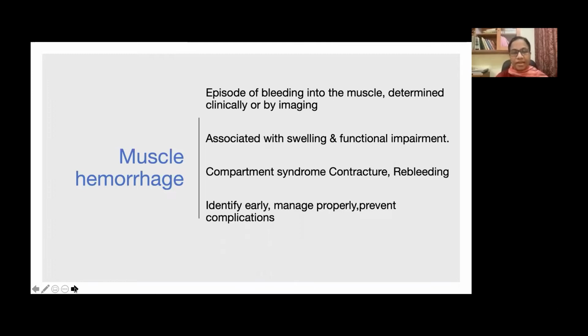Any muscle can get involved in hemophilia, that is, bleeding into any muscle can occur. Muscle hemorrhage is an episode of bleeding into the muscle diagnosed clinically or by imaging. It is usually associated with swelling and functional impairment. Complications like compartment syndrome because of the tight fascial compartments, contractures, and rebleeding can occur. So early identification and proper management is very important, especially in deep muscle bleeds.